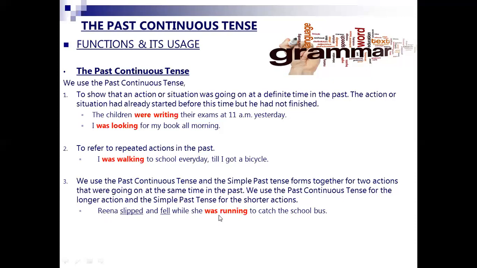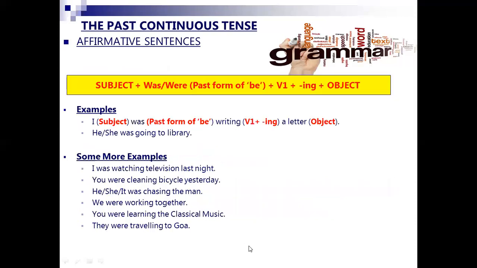How can we recognize this is past continuous tense? Yes, subject plus was plus verb plus ing. It shows it is past continuous tense. She was running, and it shows the longer action. She was running to catch the school bus. And that time she slipped and fell. So these words show simple past tense. Are you getting it? Very good. Let's move to the next slide.